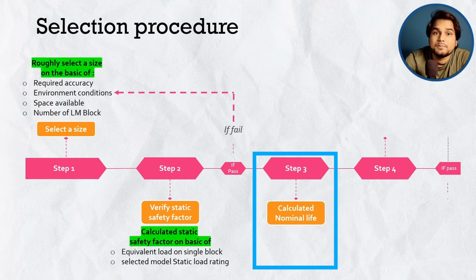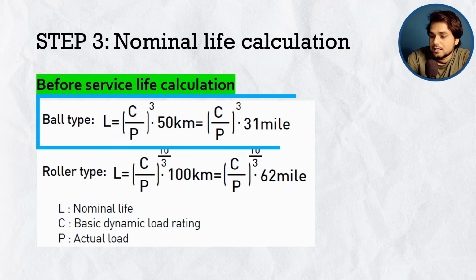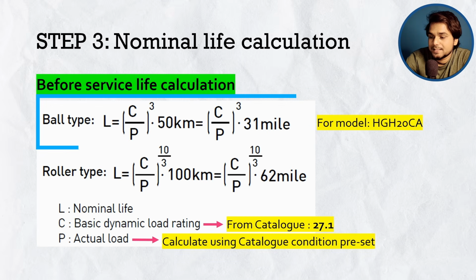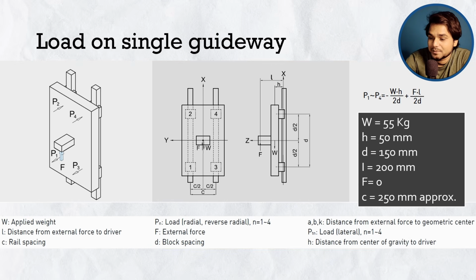And after that we can calculate the expected life of the linear guideway. But first we have to calculate the nominal life, and we can calculate the nominal life using this formula. For the bolt type, our selected linear block is a bolt type. C is the basic dynamic rating, and for that we can refer to the catalog for the selected LM block. And P is the actual load, that we have seen how we can calculate manually as per the layout.